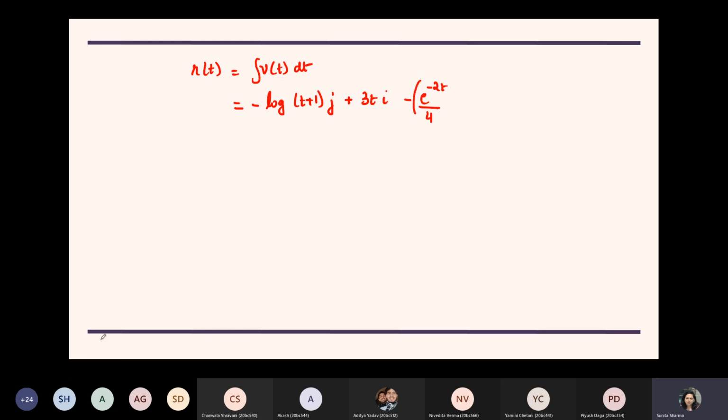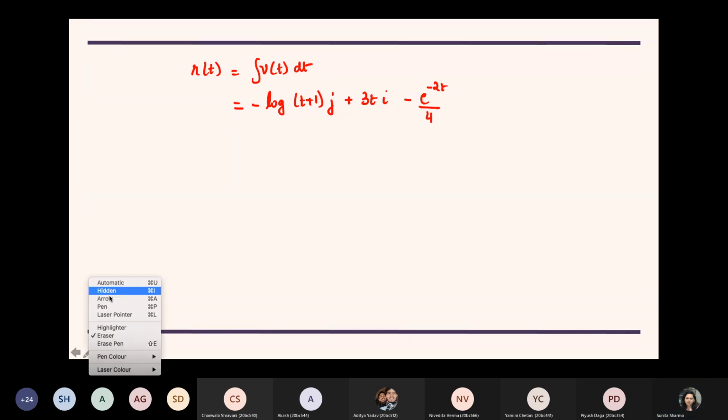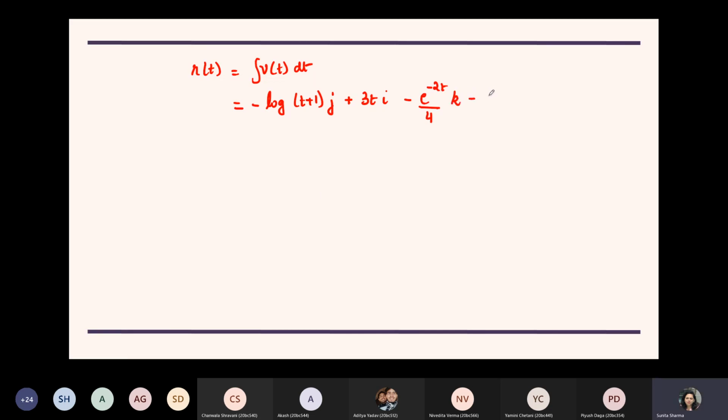Let me just write it separately. And then I have minus half t k. And then there is some constant of integration. Okay, is that fine till here? Yes, ma'am.